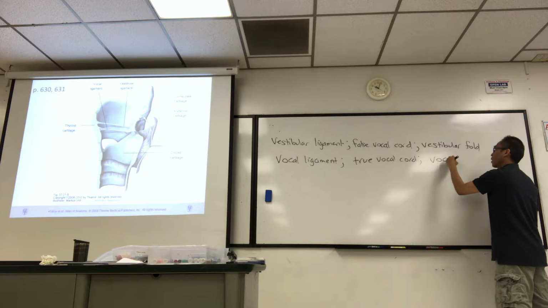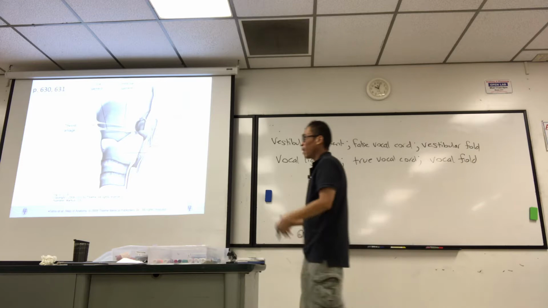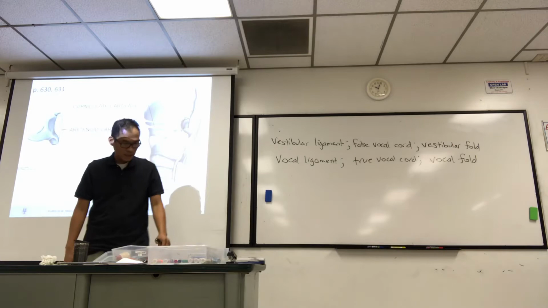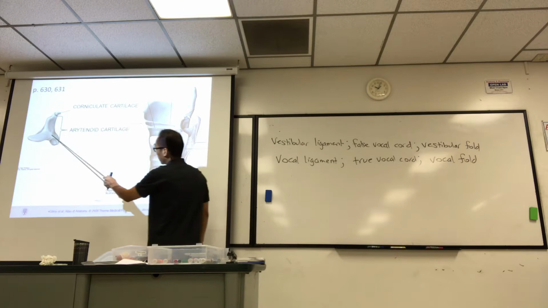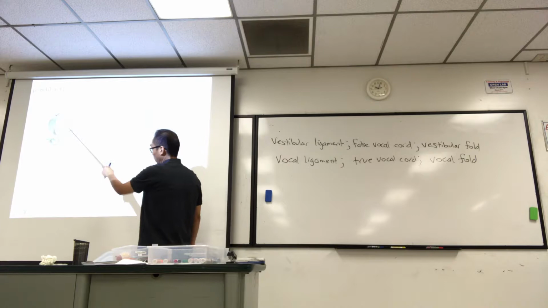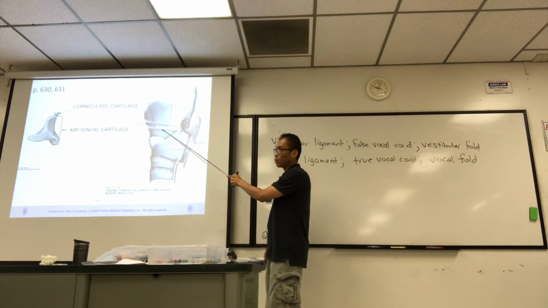Take your pick, they all mean the same thing. Just know that the vocal ligament, obviously, by its name, produces sound. I wanted you to see it attaches to the thyroid cartilage, but if you isolate the arytenoid cartilage, because the vocal ligament is attached to that, that's what it looks like by itself. And there's the little horn tip, the corniculate cartilage on top. You just gotta remember, vestibular ligament, vocal ligament, okay?